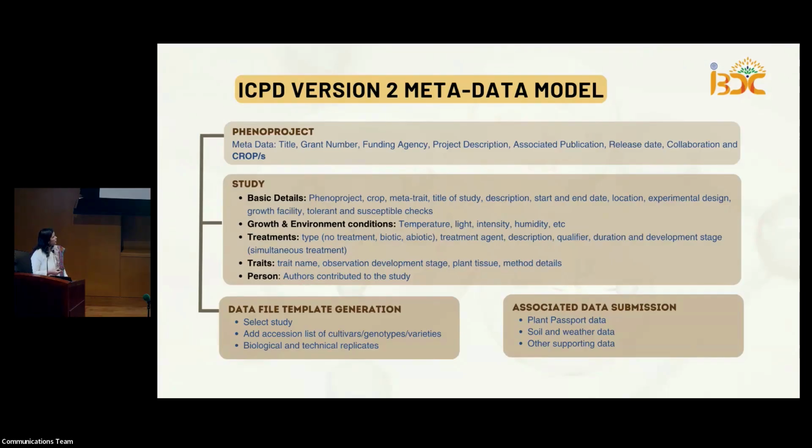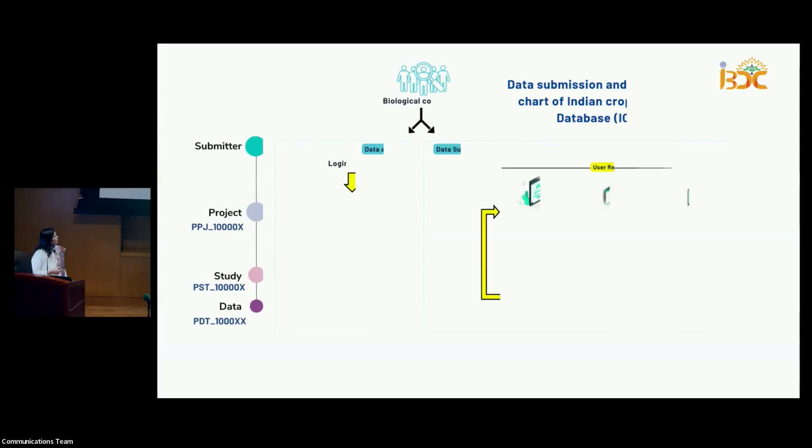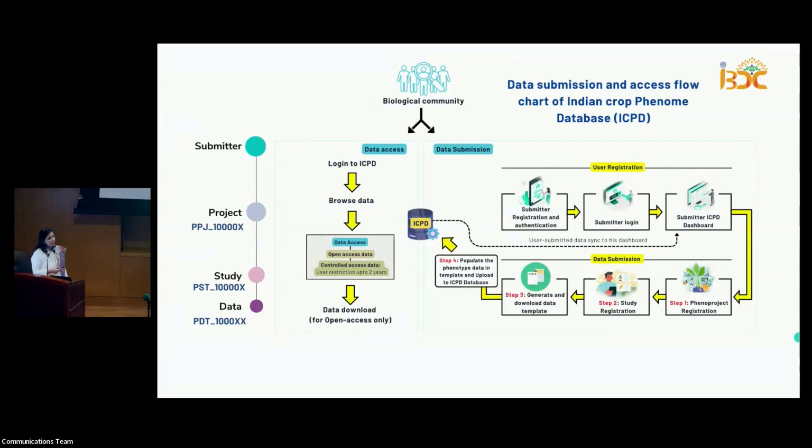These are the detailed metadata fields that we collect during the submission process. And this is the simplified version of the process: for every submission, the user needs to create an account and log into the dashboard. He can create the phenome project, register as many studies, and each study will have a data file. Then it is submitted, accessions are granted, and now it can be accessed by the users.